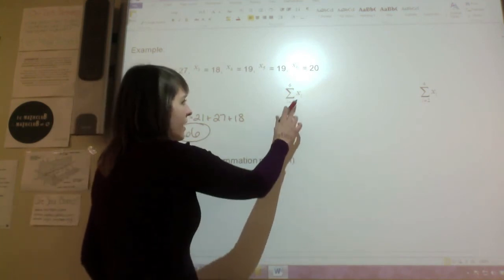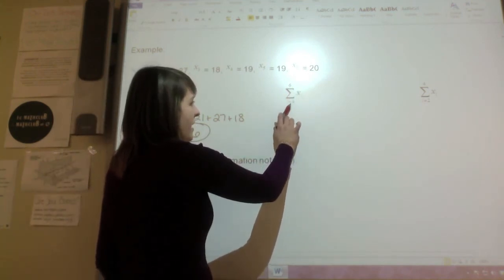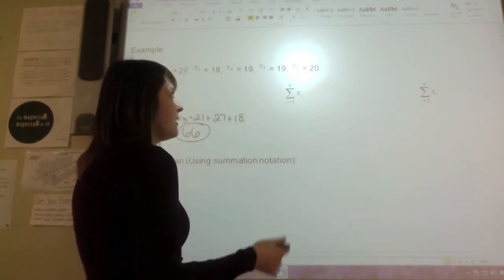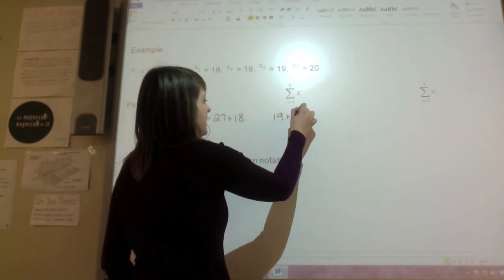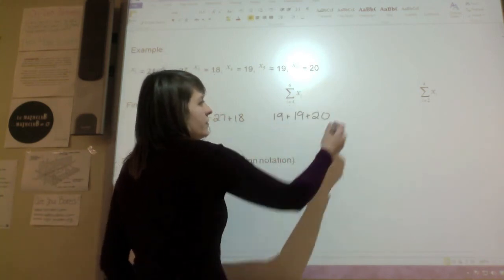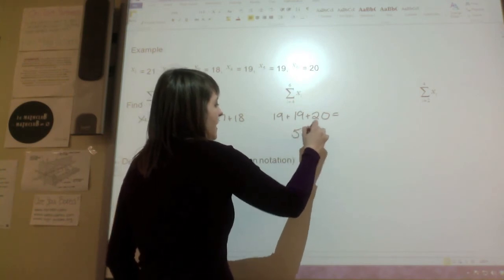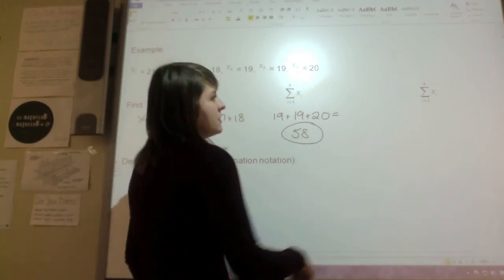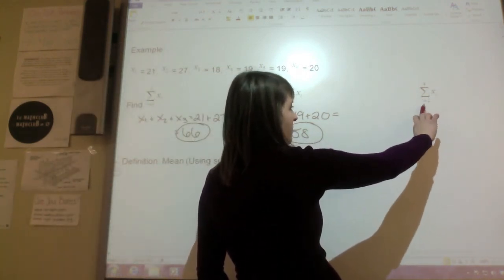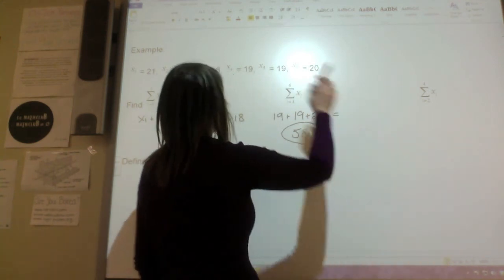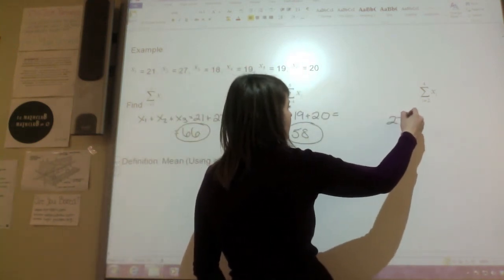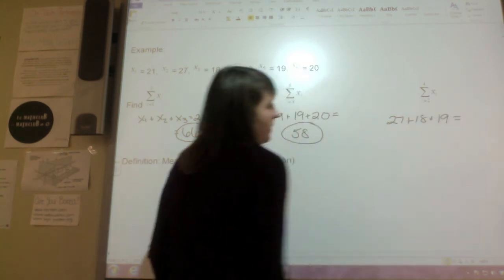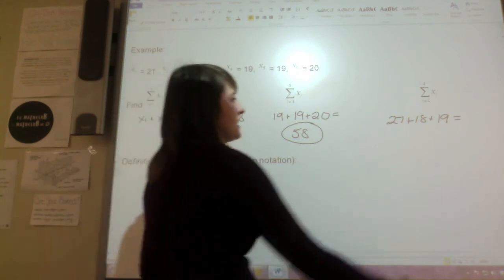Okay, this one here, I've got the sum of my x sub i values from i equals 4 to i equals 6. So I'm adding up my 4th, 5th, and 6th values. So that's going to be 19 plus 19 plus 20, and that gives me 58. And the last one here is the sum of my x sub i's from i equals 2 to 4. So I'm going to start with x sub 2, which is 27, plus 18 plus 19. And when I add all of those terms up, I get 64.